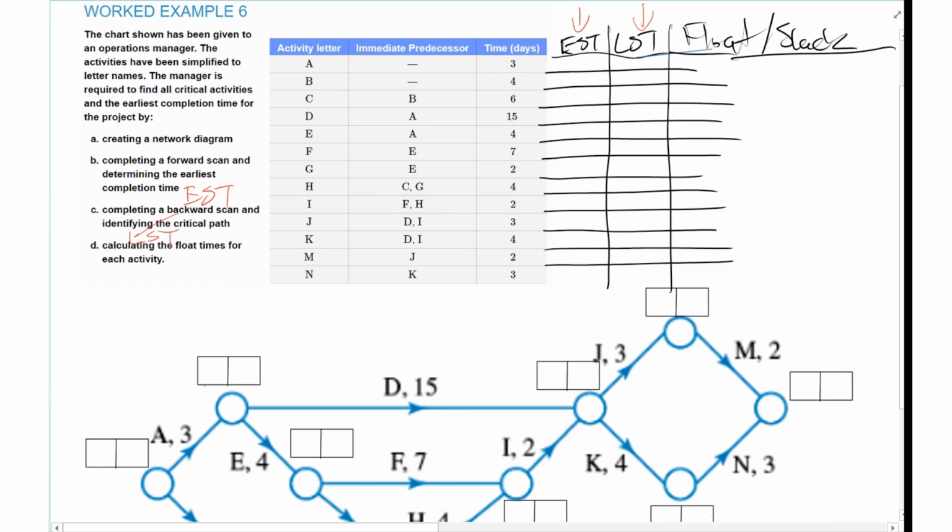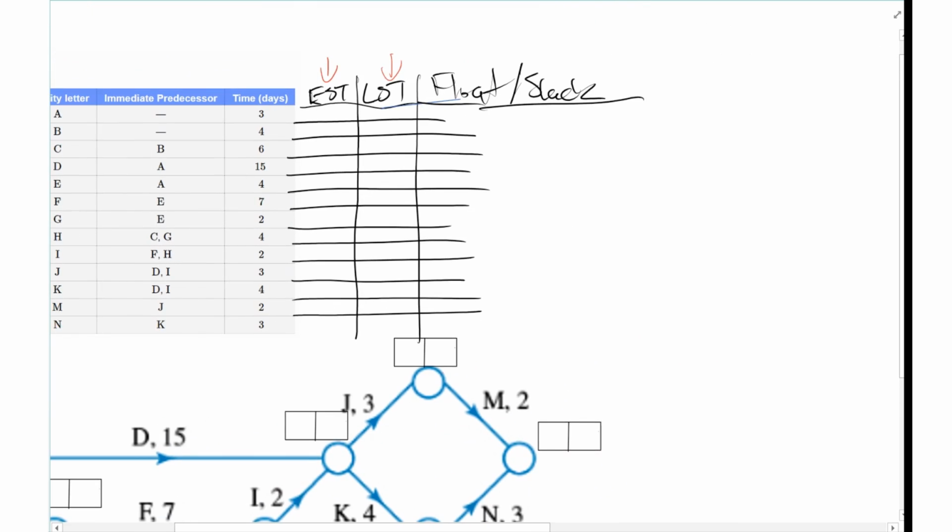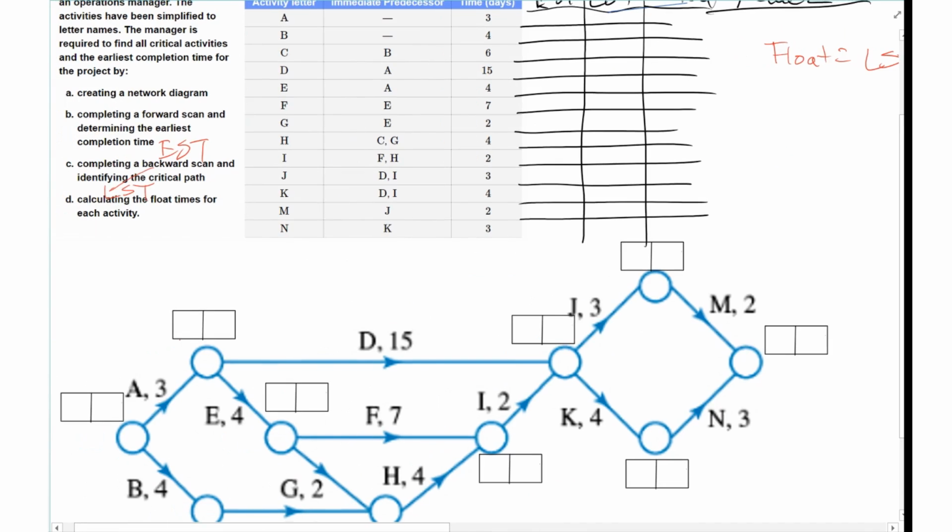Now, in a sense, doing the critical path and working out float times go hand in hand. So the float time is going to be in this column here. And remember, the float time, or in some places you'll see it called slack time, is basically the LST minus the EST. I'm just going to get rid of these for now because I don't want them there later. So we'll come back to the table in a moment.